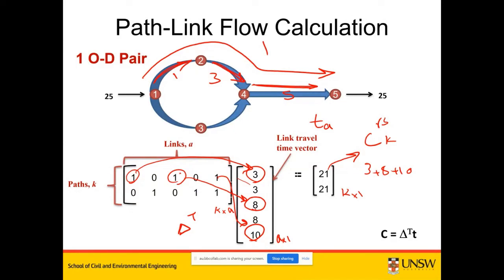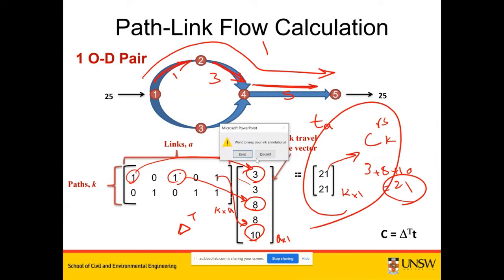But the reason we try to put it in a matrix format and in this notation is because, again, in a very large network, you can't really solve it by looking at it, and if you want to program it in computer code, you have to have these matrix formats to be able to calculate things very quickly and easily. So it would be 3 plus 8 plus 10, which is 21, right? So this will give me the path travel time.